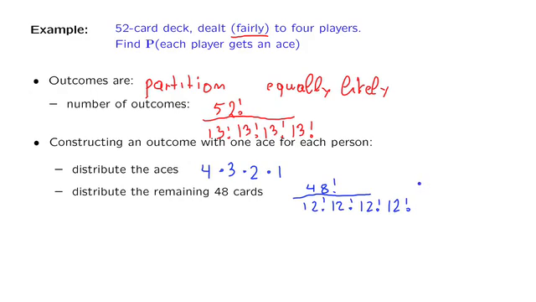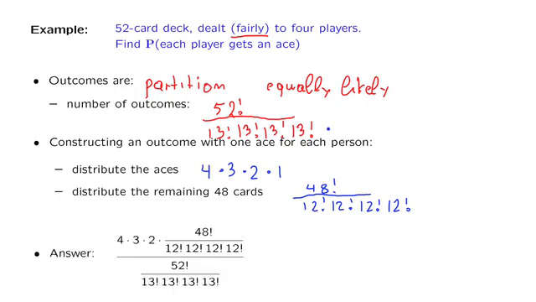So the number of ways that we can distribute the cards so that each person gets an ace, according to the counting principle, is going to be the number of ways that we can distribute the aces times the number of ways that we can distribute the remaining cards. The product of this number gives us the cardinality of the event of interest. We also have the cardinality of the sample space, so the desired probability can be found by dividing these two numbers, and the final answer takes this form.